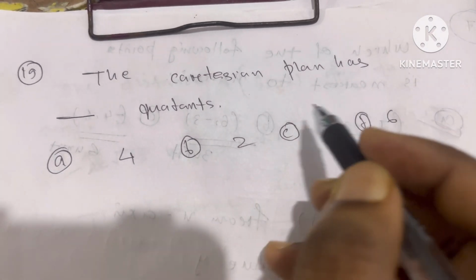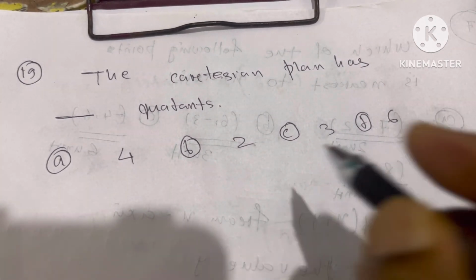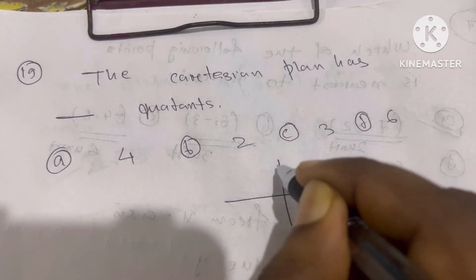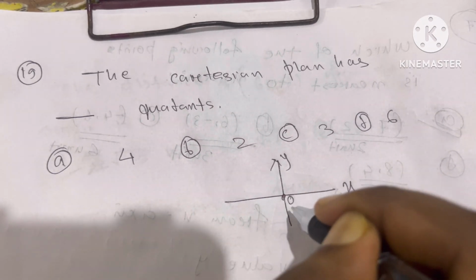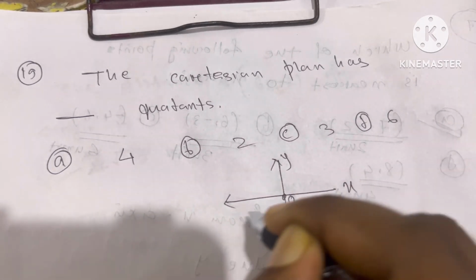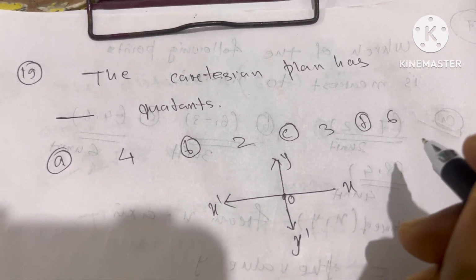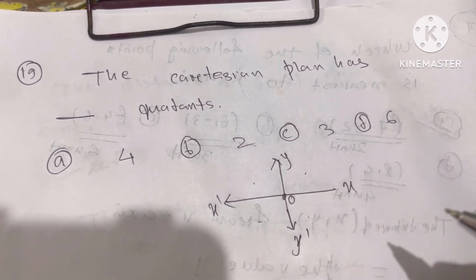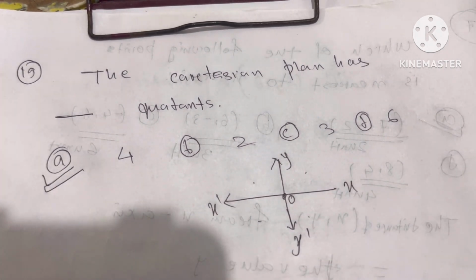The Cartesian plane has dash quadrants. This is very easy. This is the x line and this is the y line. If you draw an x line and a y line in such a way that they meet each other at 0, then how many parts will we get? We'll get 1, 2, 3, 4. So a Cartesian plane has four quadrants. Let's remember, a Cartesian plane has 4 quadrants.